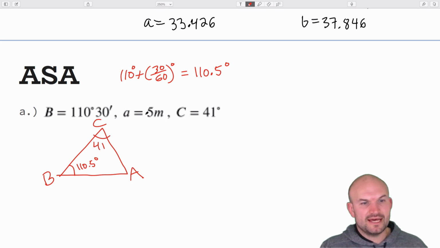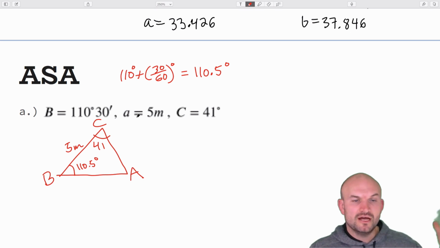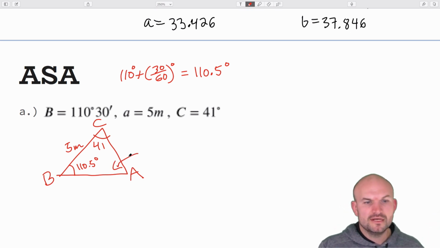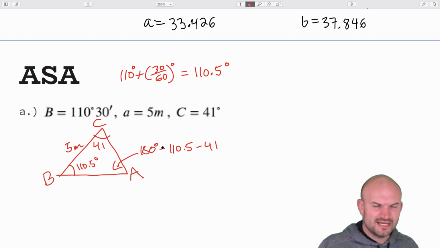And then we don't know A, but we know this side is going to be 5 meters. Now we have a measurement, and that's okay. When we give our final answer, we're going to want to make sure all of our side lengths are in meters. So let's find A. That'd be 180 degrees minus 110.5 minus 41 degrees.